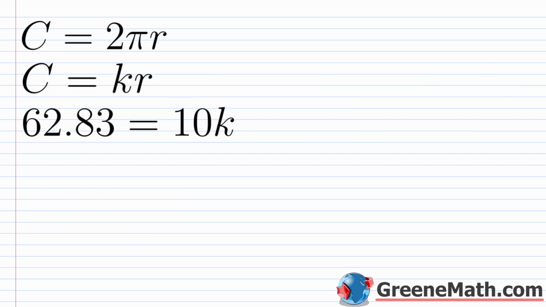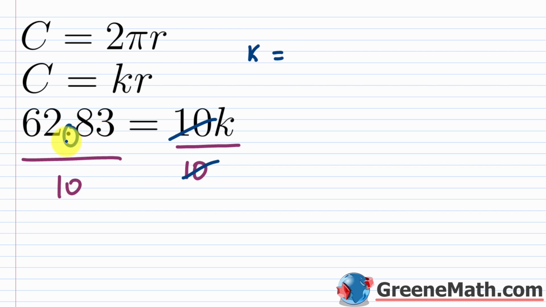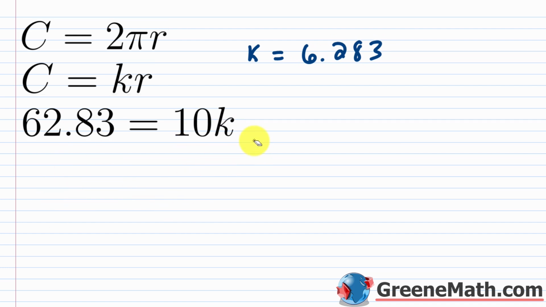So all you have to do is divide both sides of the equation by 10. And what you're going to do is cancel this with this, and you're going to say that k, which is your constant of variation, is equal to 62.83 divided by 10. So all you have to do is move this decimal point one place to the left because you're dividing by 10. So this would be 6.283. Now that is not the exact value for 2 pi, again, because pi is an irrational number, but if you rounded 2 pi to the nearest thousandth, that's what you would get.